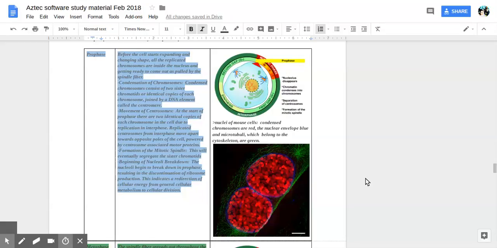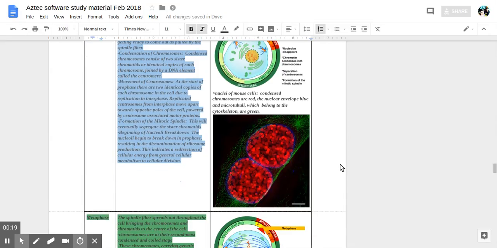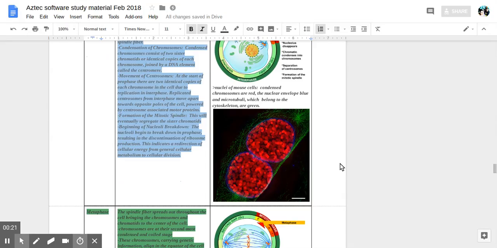Hi, we're continuing with cell biology and life science in a nutshell. So we're learning about cell division. We're going over mitosis. This is the prophase stage.